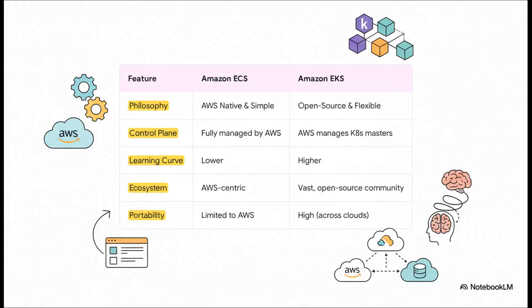Let's really put them side by side. The philosophy is the biggest difference, right? AWS native and simple versus open source and flexible. The learning curve for ECS is way lower because AWS made a lot of the tough choices for you. EKS makes you learn Kubernetes concepts, but it pays you back with total control and access to that huge cloud-agnostic ecosystem. Think about it. With EKS, you can easily plug in thousands of open-source tools like Prometheus for monitoring or Istio for a service mesh, because the whole world is building for Kubernetes. And that portability question is massive. Are you building just for AWS forever, or do you need a multi-cloud strategy down the road?